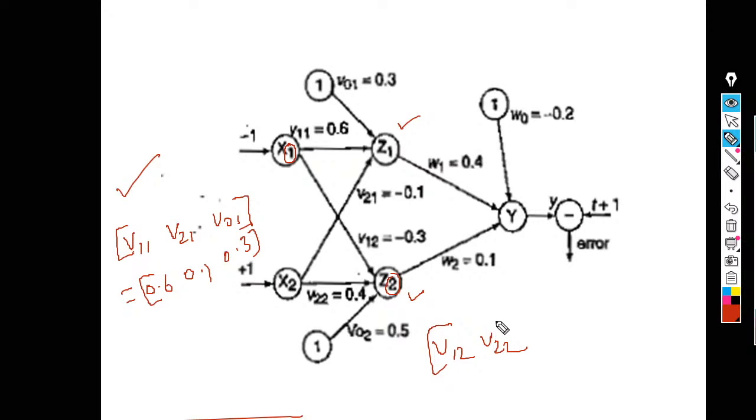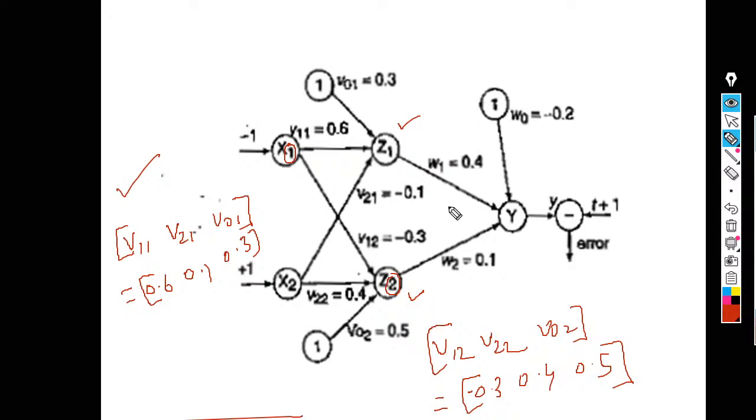So v02 we will write. v12 is minus 0.3, v22 is 0.4, and v02 is 0.5. So this is done, the second input.